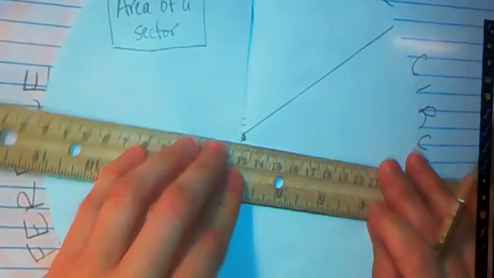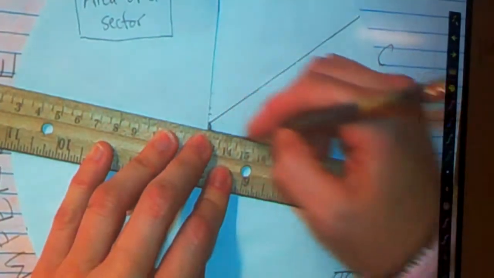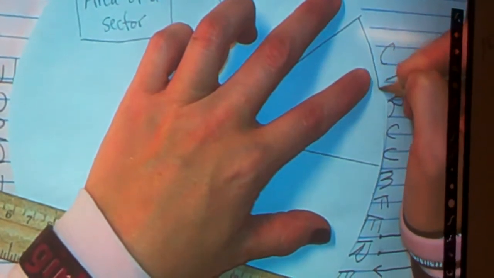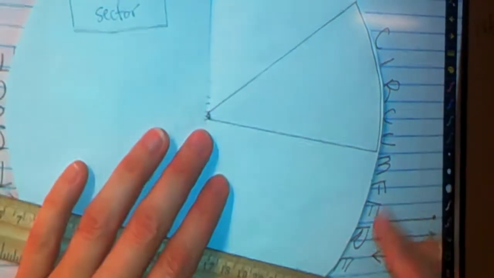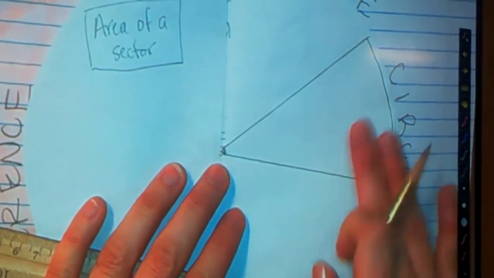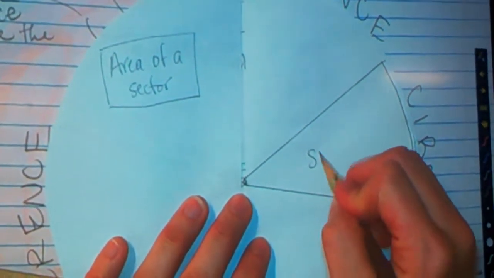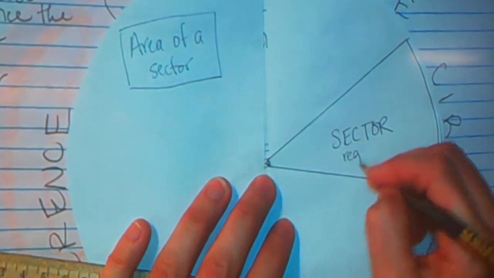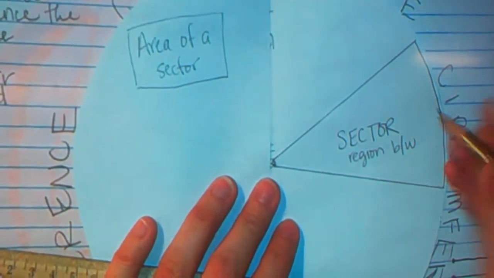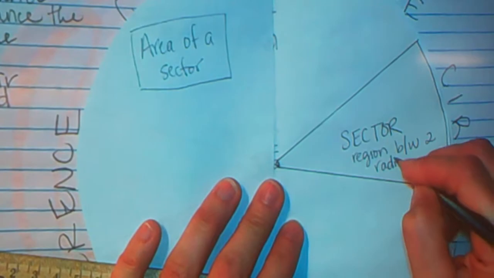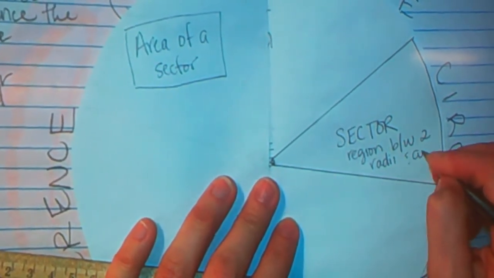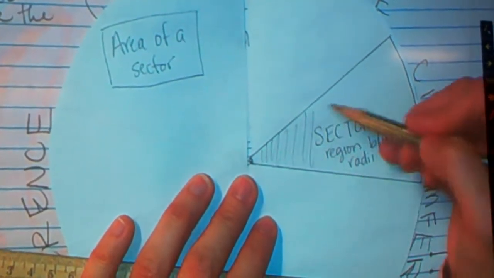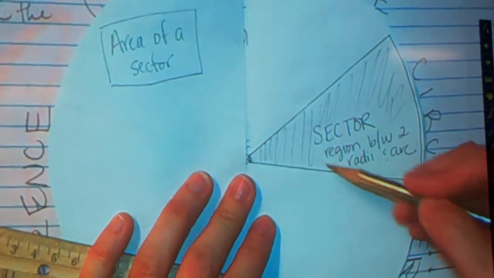So if we draw a radius, and then another radius, and then this would be the arc, just like the arc of a rainbow. The area would be all of this piece here. So I'm going to go ahead and label it sector and define it: region between two radii and arc. And shade it so we can remember that we're calculating for this entire piece.